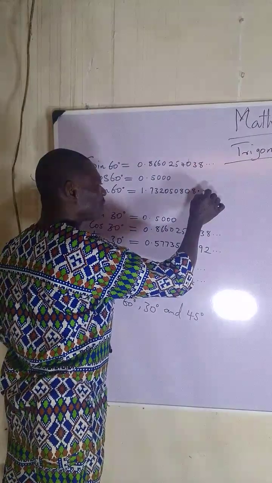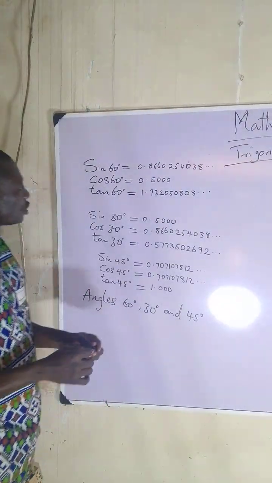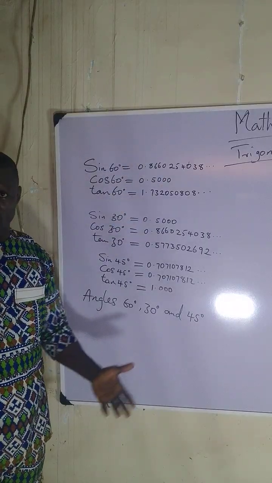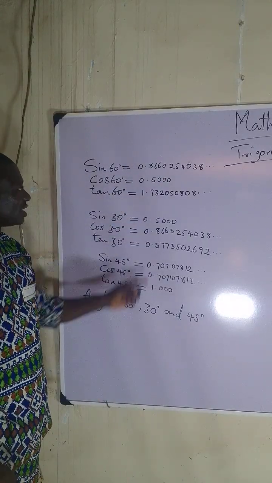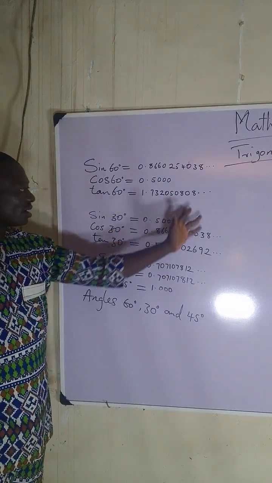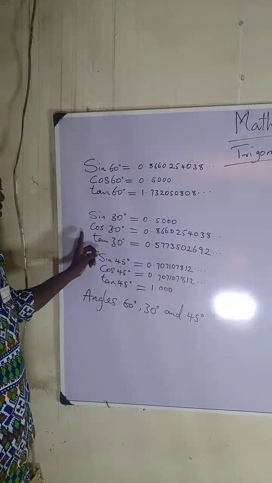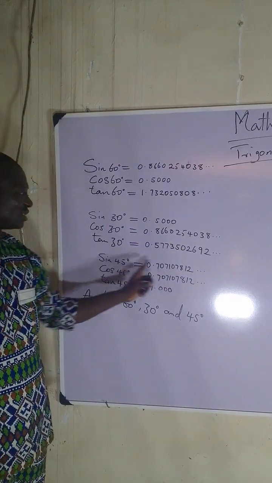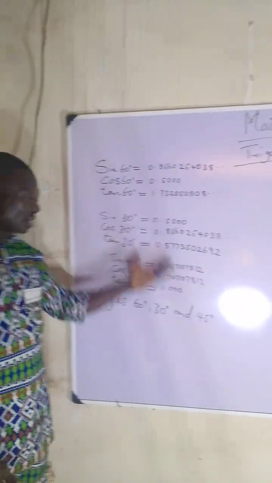Yes, it is very important to note that most of these angles have values that have no end. In other words, the numbers here continue without ending. Cos 30 continues without ending. Tangent of 30 degrees also continues without ending.